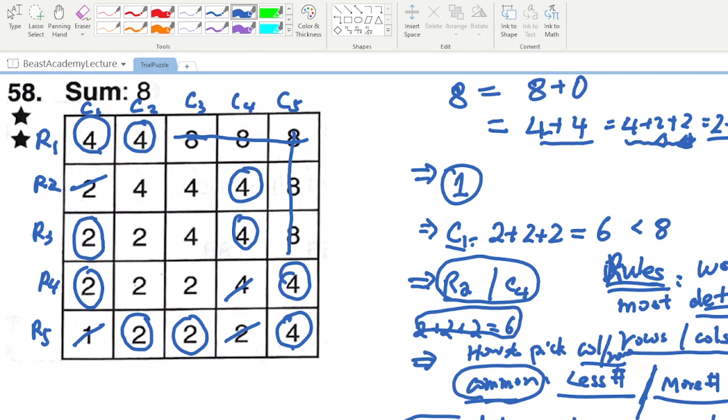What's the choice? 4 plus 2 plus 2. Can you have this 4? No. Then for C3 we only need 4 plus 2. If you pick this 4 and the 4, you cannot pick this 4, right? Then R4 is 2 plus 2 plus 4. You cannot leave this 2, right? Do we solve the puzzle?